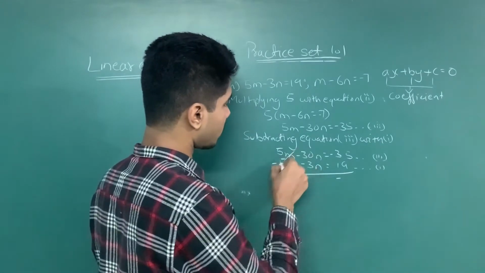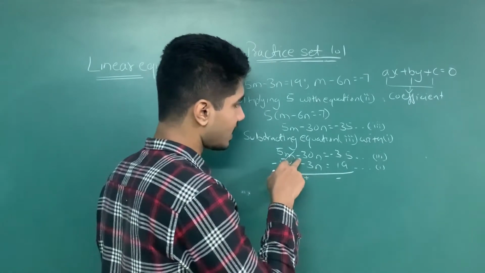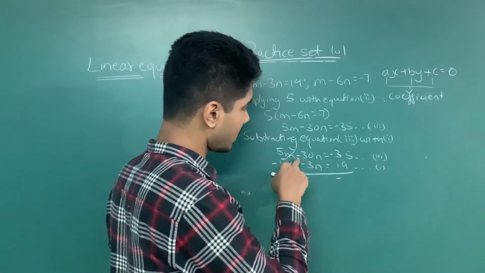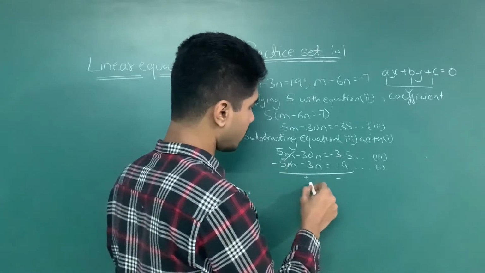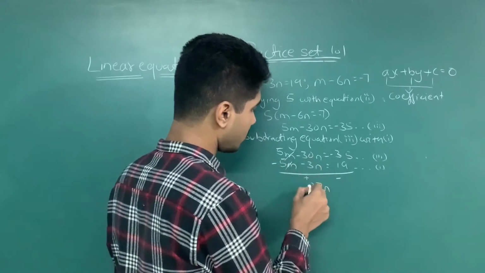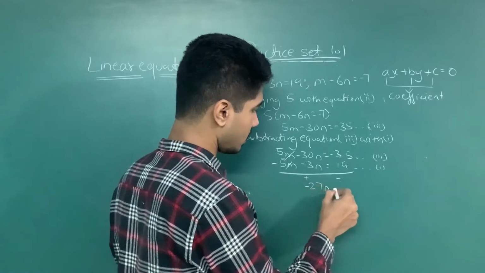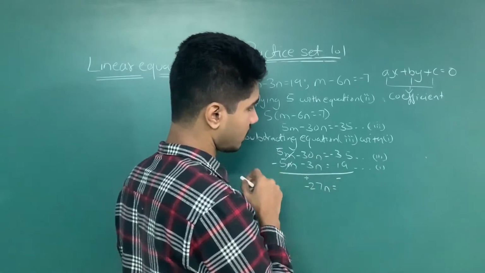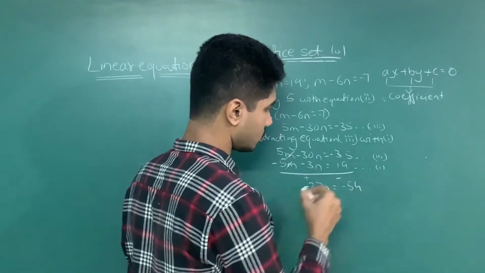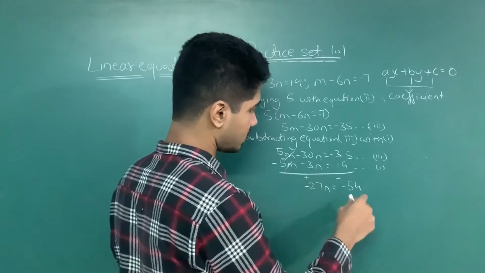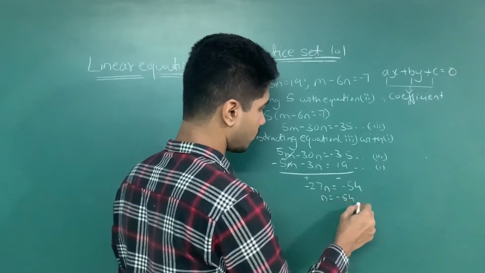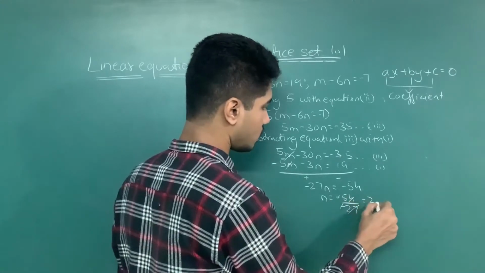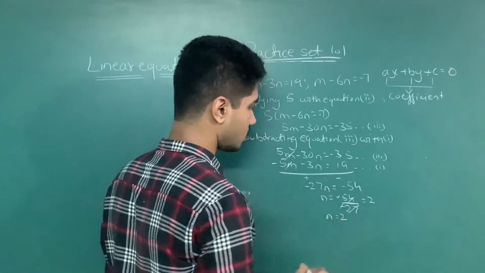So यहाँ पे 5m और 5m cancel होएगा. So minus 30n plus 3n will give you 27, but the sign will be of the bigger number, that is minus 27n, equal to minus 35 minus 19, which gives minus 54. अब यहाँ पे minus 27 multiplication में उधर जाएगा तो आपको minus 54 अपॉन minus 27 मिलता है. So minus minus cancel, 27 2s. So आपको n का वैल्यू मिलता है 2.